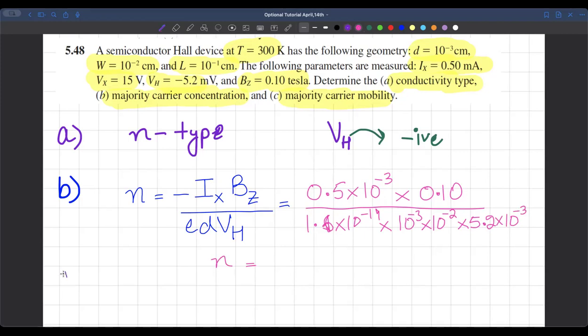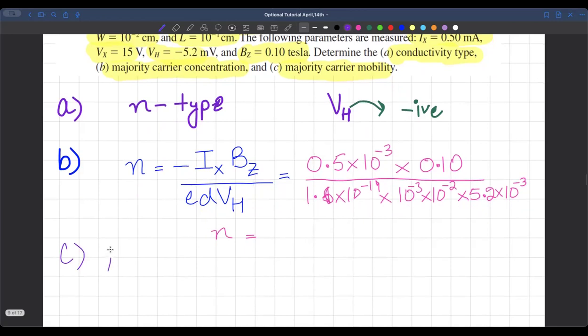Now, the C part, they ask for majority carrier mobility. Majority carriers, they are the electrons, okay? Now again, because you are going to prepare for the final exam, that means the cases when there is thermal equilibrium and when there is no thermal equilibrium, where thermal equilibrium is disturbed, like chapter six. So you should know that for chapter four and chapter five, we are considering thermal equilibrium. So nothing unusual, okay?